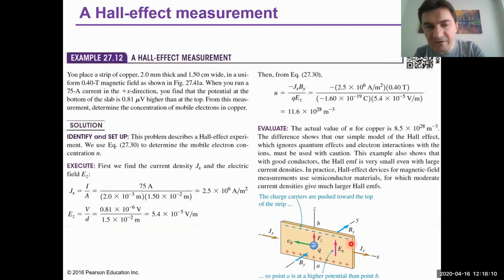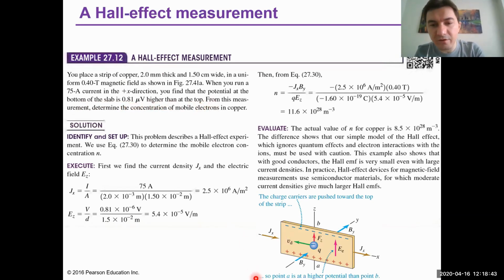This is the thickness, this is the width: 2 millimeter thick, and width is 1.5 centimeter, in a uniform 0.4 Tesla magnetic field. Magnetic field is in that direction. When you run a 75 amp current in the positive x direction, you find that the potential at the bottom of the slab is 0.81 microvolt higher than the top.